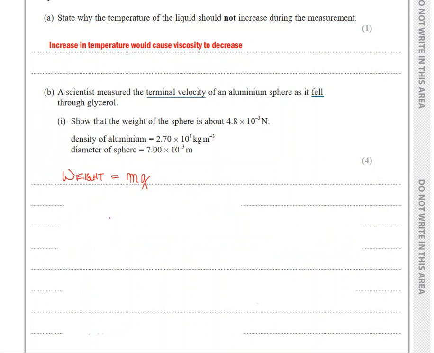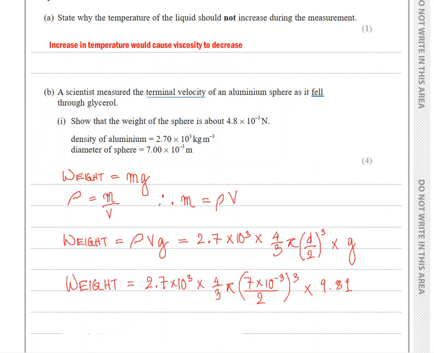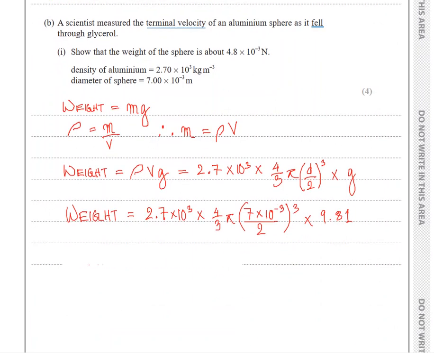So this gives me the weight of the aluminium sphere, and the value is 4.76 times 10 to the power minus 3. I have repeatedly said this over and over again. Whenever you see a show that question, the answer has to be given to at least 1 SF higher than the show that value. The show that value was in 2 SF, my answer has to be in 3 SF.